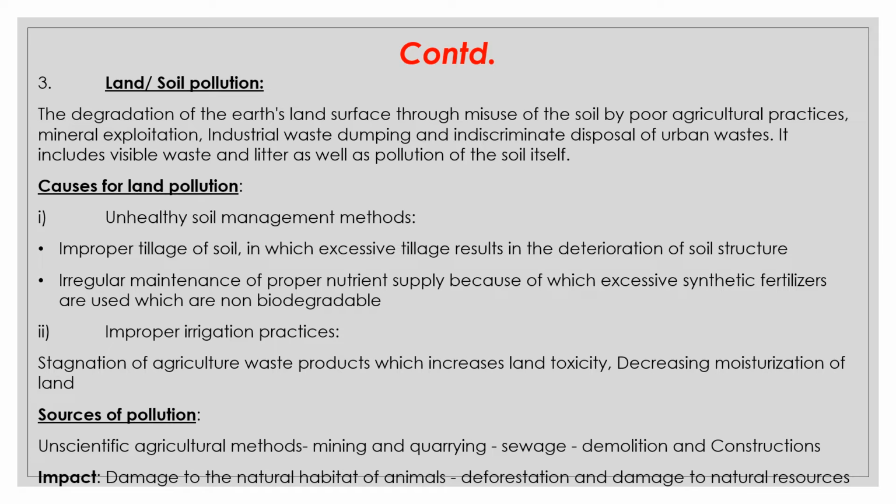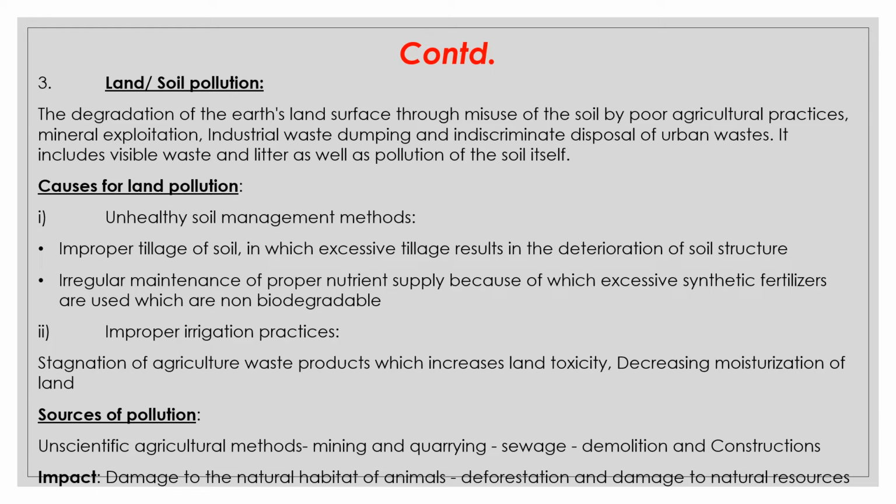In that, improper tillage of soil, in which excessive tillage results in the deterioration of soil structure. Soil should contain some nitrogen elements to be fertile. But due to improper tillage of soil or excessive tillage, soil loses its structure. Its structure deteriorates.